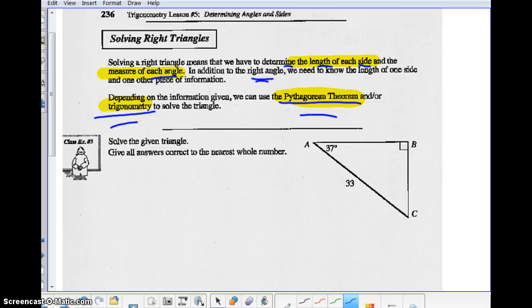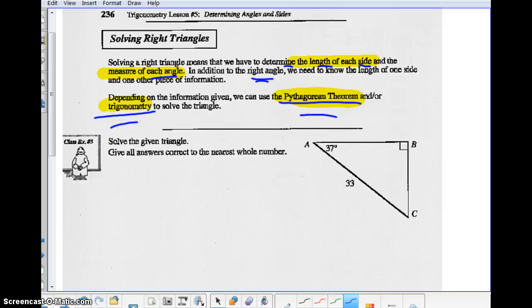In addition to the right angle, we need to know the length of one side and one other piece of information. What tools do we have? We can either use Pythagoras' theorem, which we've learned and remind ourselves, but you can also use trigonometry. So you just need to decide which one to use and how. So there really isn't anything new here. It's just about you using your skills in different ways.